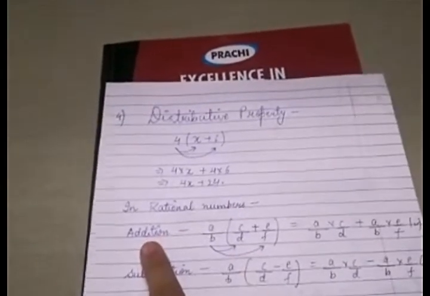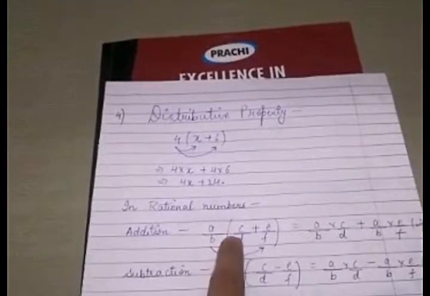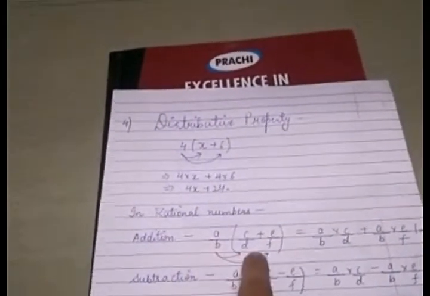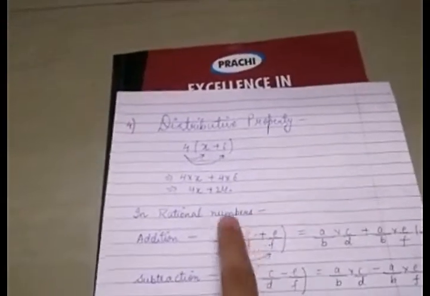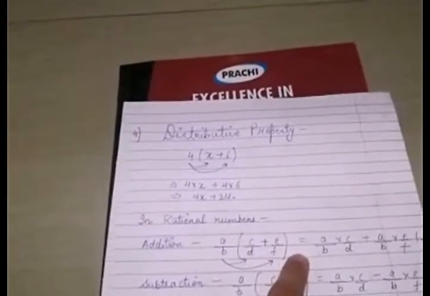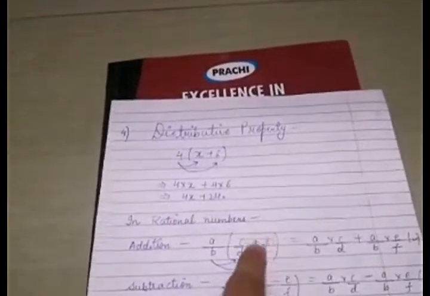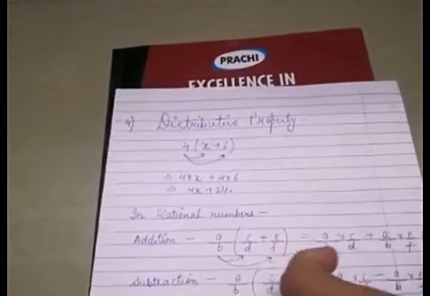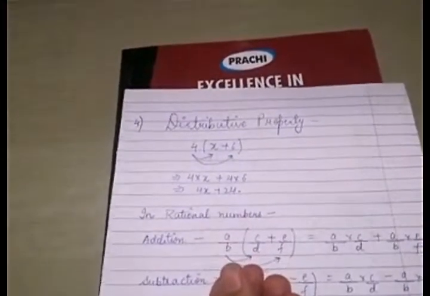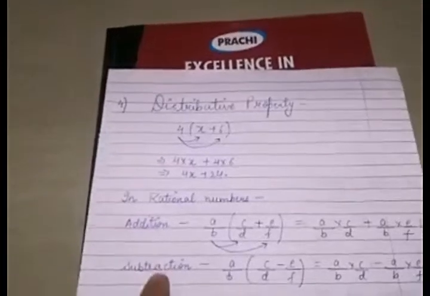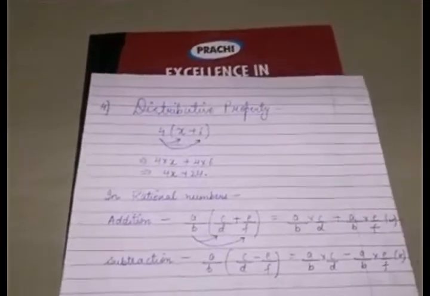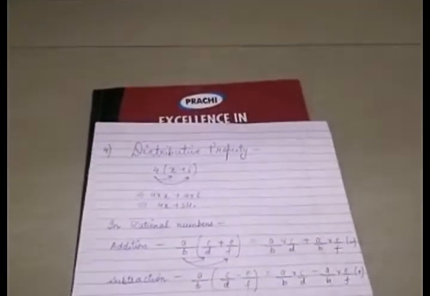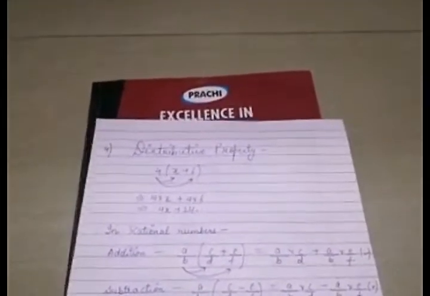But here, as our chapter is rational numbers, we will see in which cases the distributive property works. First we have seen addition. In addition, A upon B bracket C upon D plus E upon F. First you will multiply A upon B into C upon D, then plus A upon B into E upon F. It means that whenever a question asks you to make the expression smaller, you will use the distributive property. Similarly in the case of subtraction, multiplication and division.